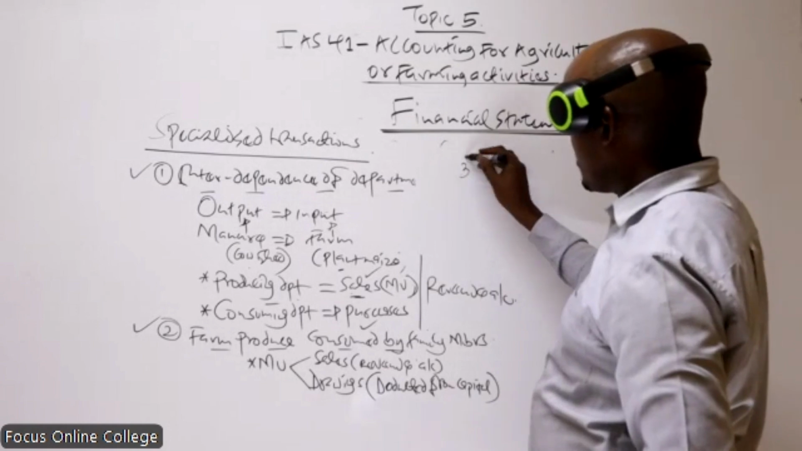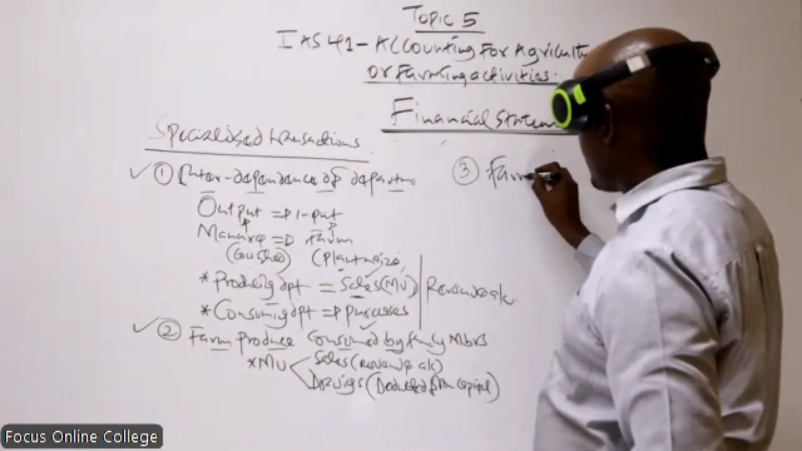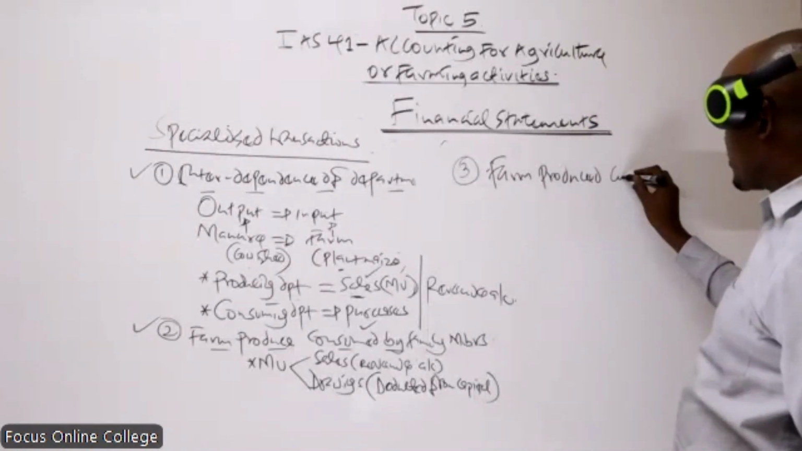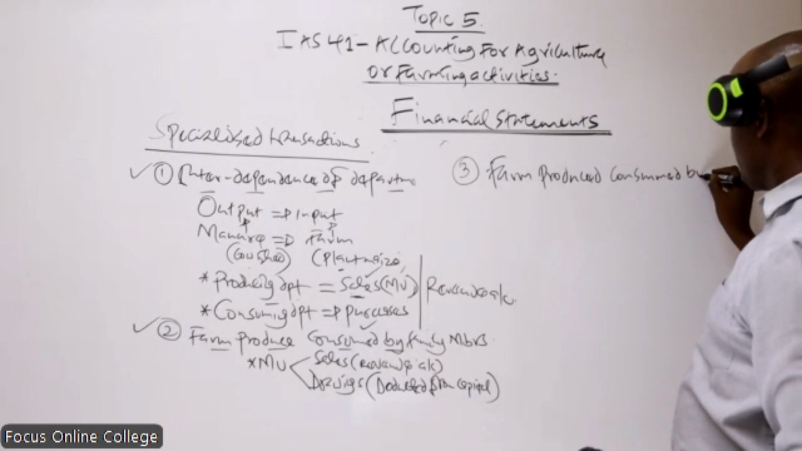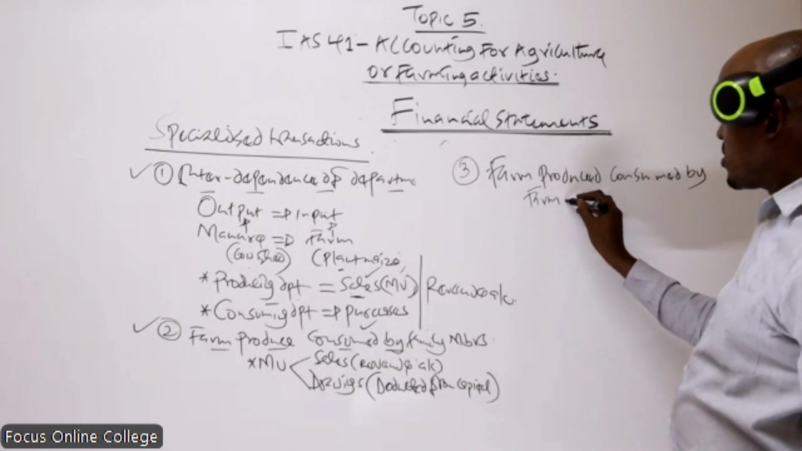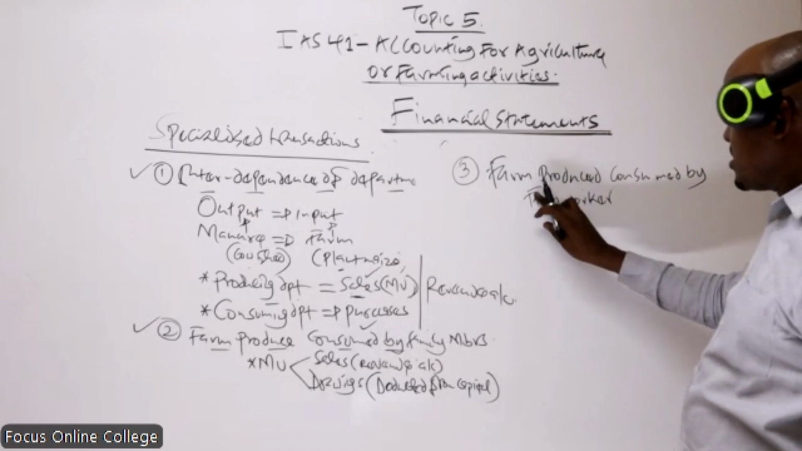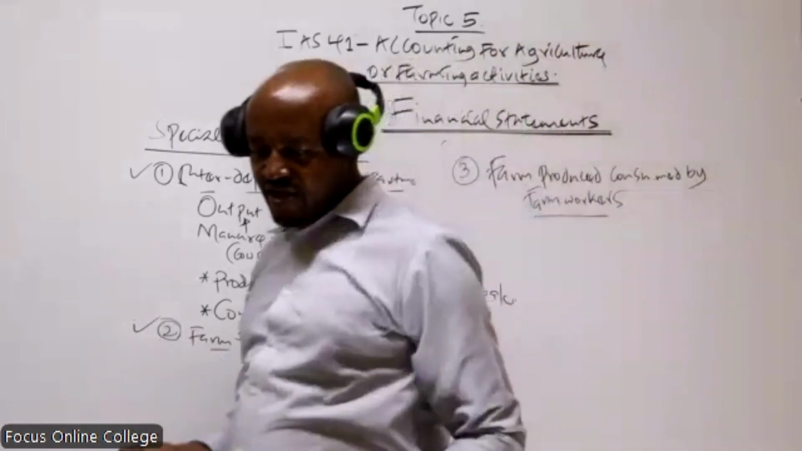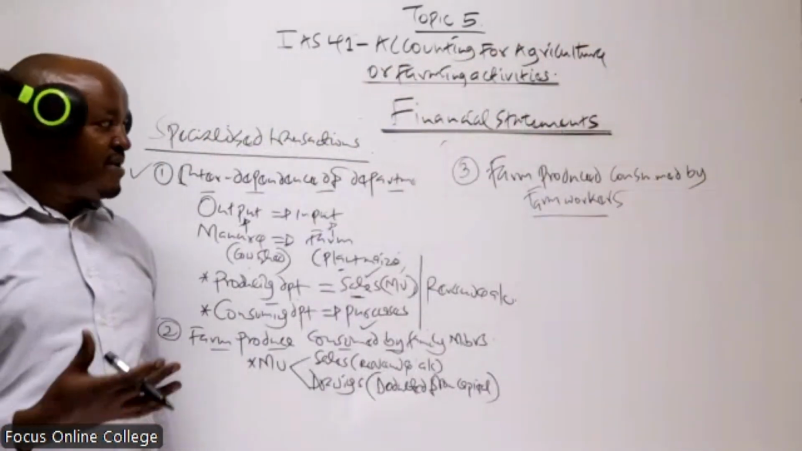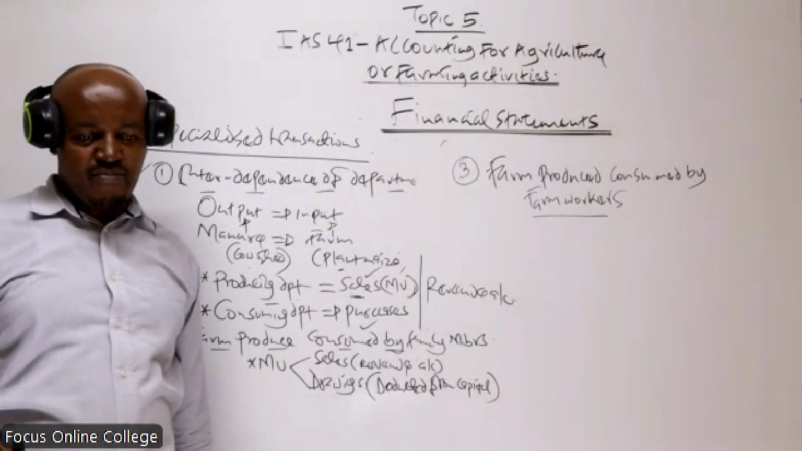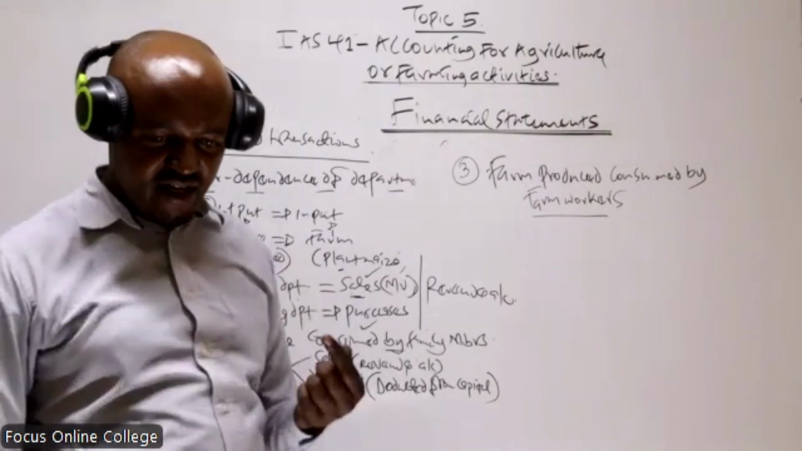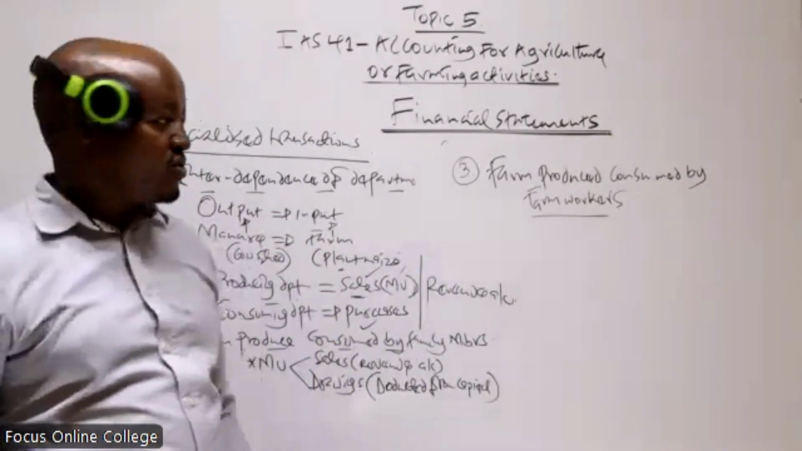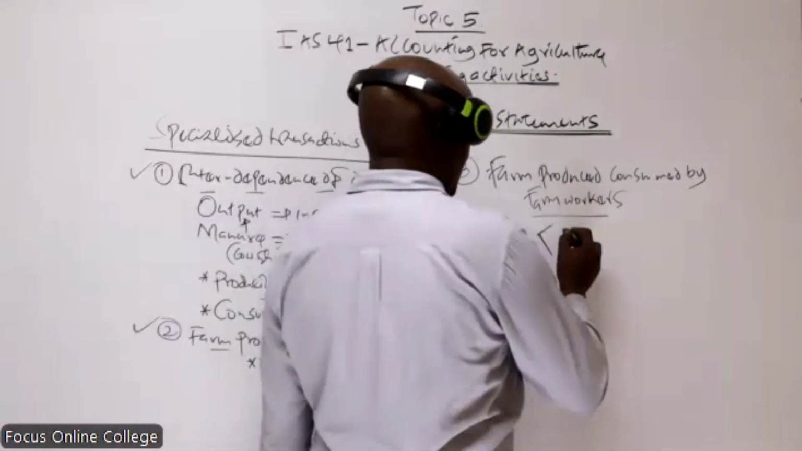Then number 3, we have farm produce which is consumed by the farm workers. Maybe you have some employees who work in your farm. You give them some milk or other farm produce. By the end of the day, remember, you are in business. You can't give them those farm produce free of charge. So once you give them, you will have to recover this from their salary. So how do you account for those particular farm produce? One, you account for this as sales.